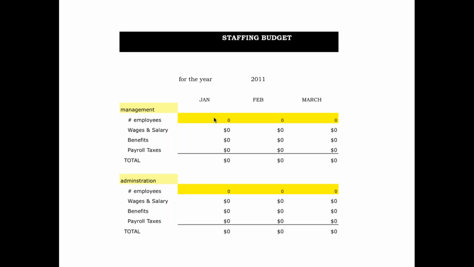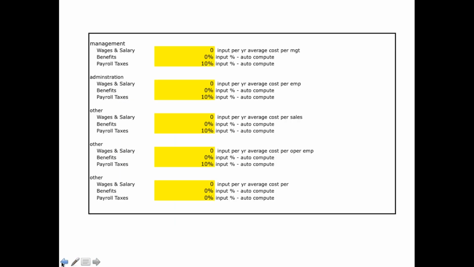But again, think about how many bodies you're going to need to have at what time of the year. And again, I anticipate that you can hire and fire at will, so it's really up to you. Now, the other two things on the list were benefits and payroll taxes. Now, benefits are things you're paying for that are above and beyond their salary.